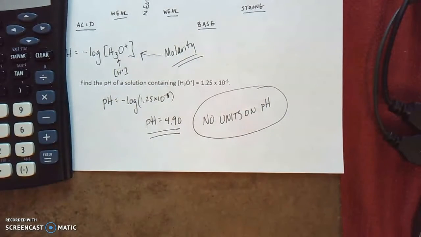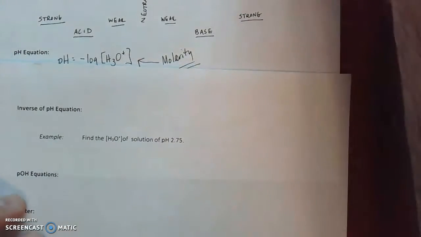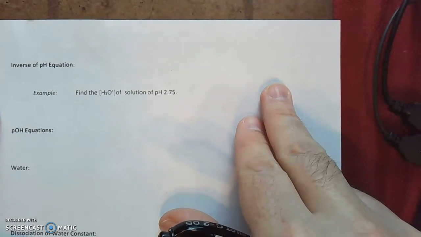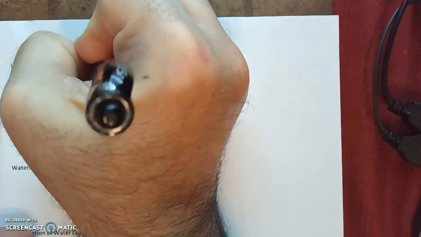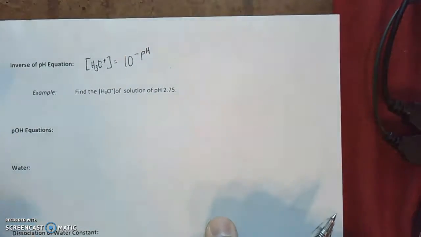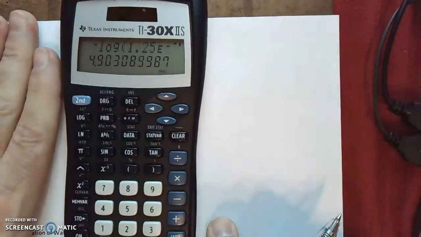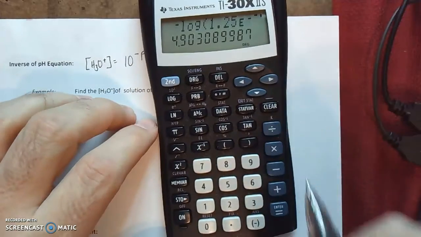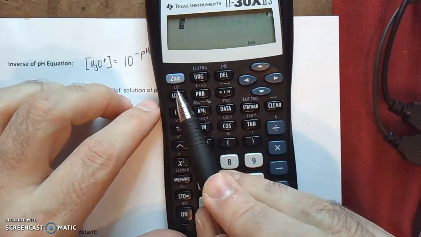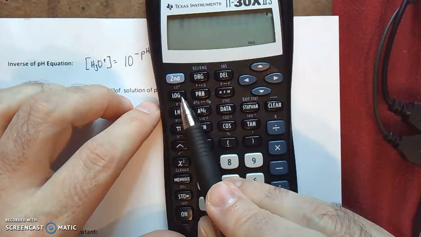So if we look at the next page, we can talk about the inverse of pH. So if we're given a pH, how do we find the H3O+ concentration? Well, H3O+ concentration is equal to 10 to the negative pH. So, if we look on our calculator, I'm going to clear this off. You can see that right above log we have a second function. It says 10 to the x. That is the inverse log function.